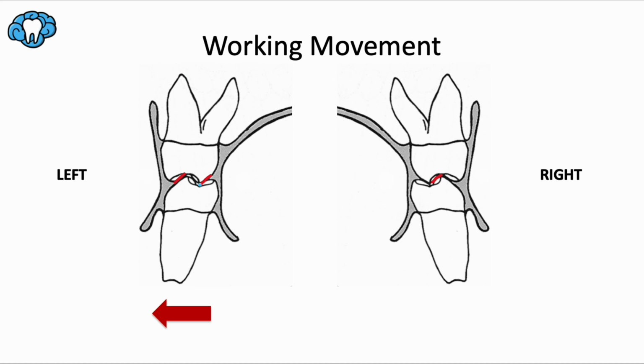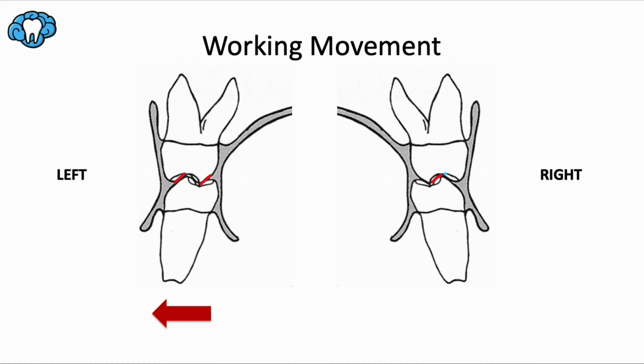And you can simulate this with a typodont if you have one, or just put your fists together, one on top of the other, and slide the bottom one to the left and feel how your knuckles hit together as you try to slide your fist. It's the same idea here. Those red lines are going to be what's in contact. Everything else will not be.